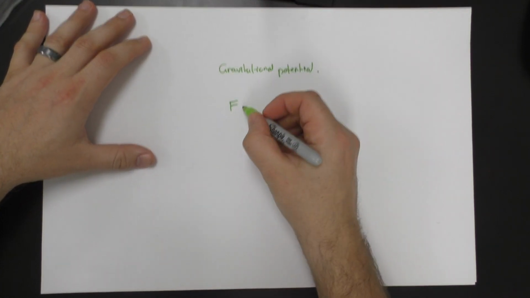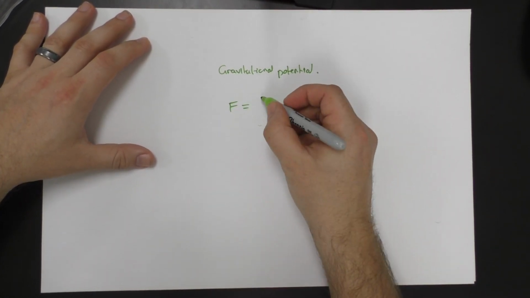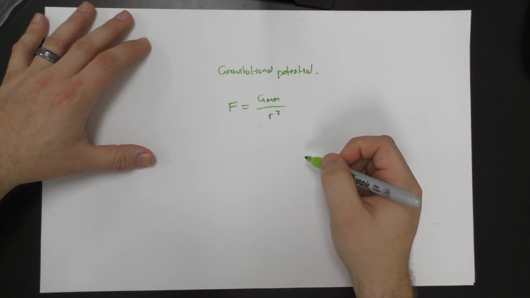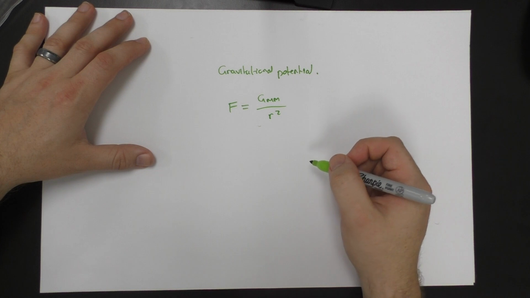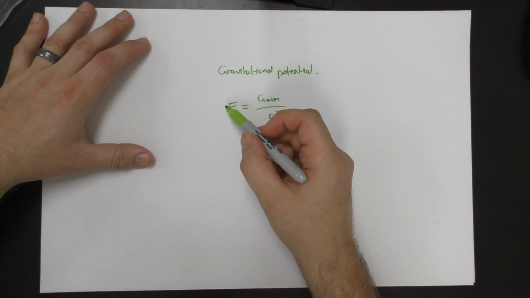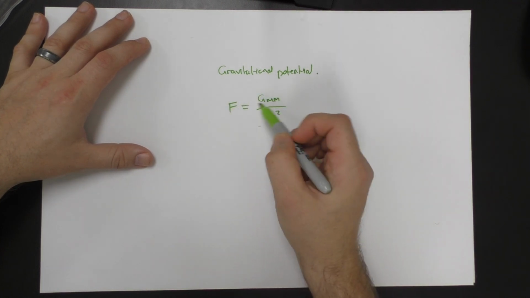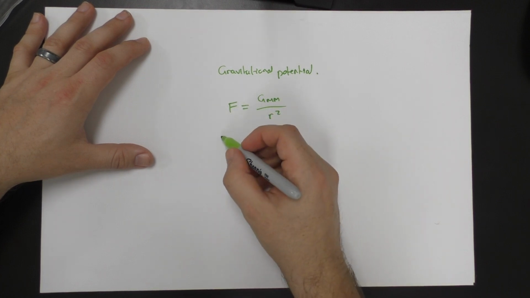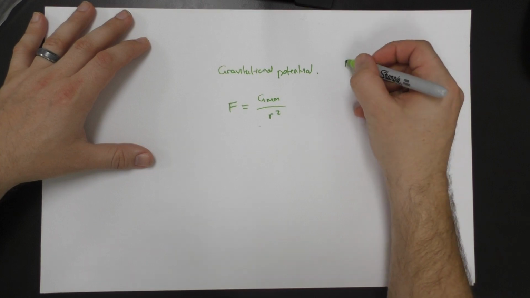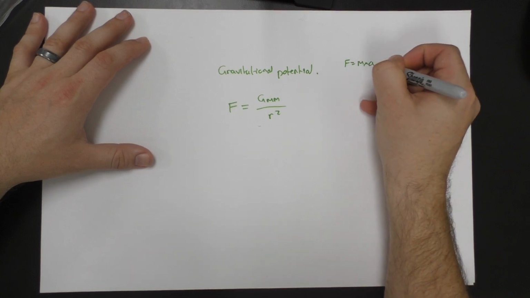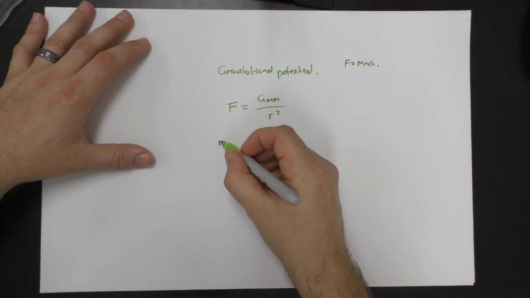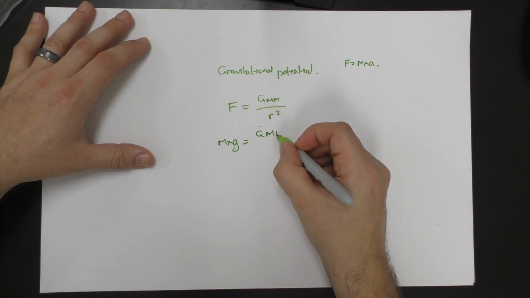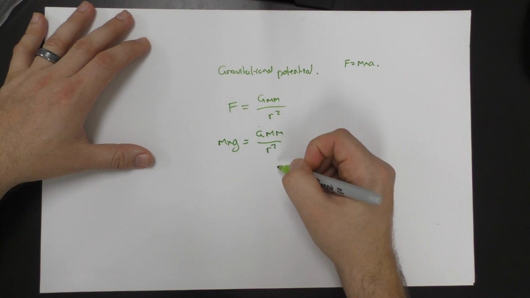So say for example, we've got our Newton's law of gravitation, G(m)(m) over r squared. It's a great place to start because a lot of all the other equations are going to come out of this. So we can actually rewrite this equation based on what F is. So we can say that F is equal to mg. So it comes out of Newton's second law, F equals ma. So we can say m times g is equal to GMm over r squared.